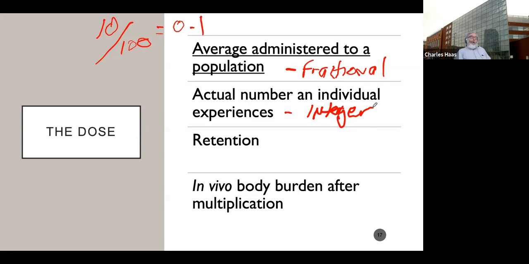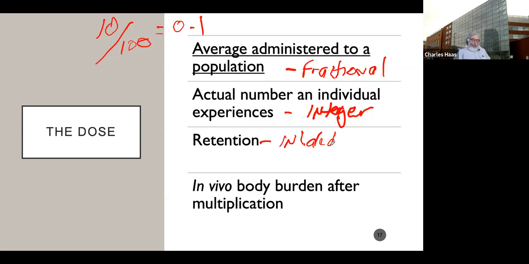The third type of dose we can talk about is the retained dose, the retention, which is particularly an issue for inhaled organisms. So not everything you inhale is retained within your lungs. Some is exhaled. And so we might want to correct the dose for the fraction that's retained, which will be a function of particle size, of the subject, and so forth.